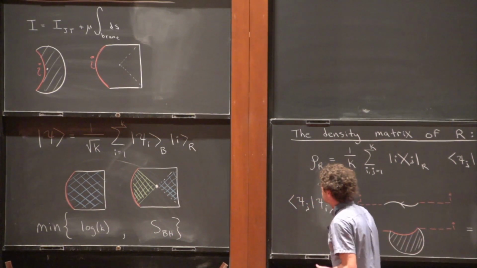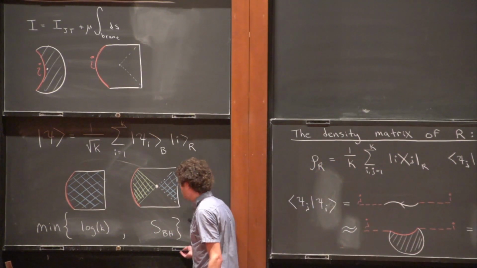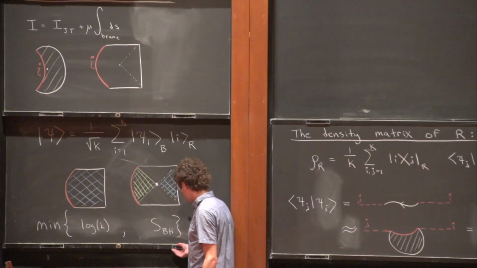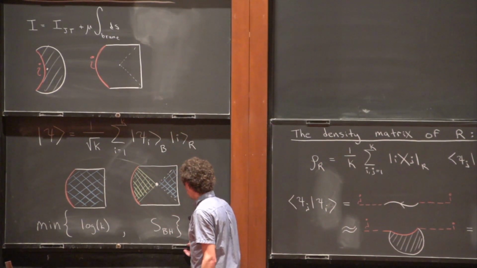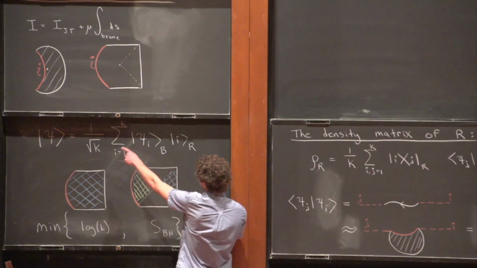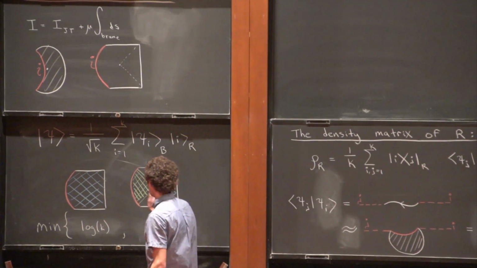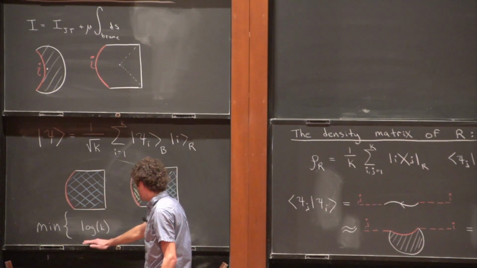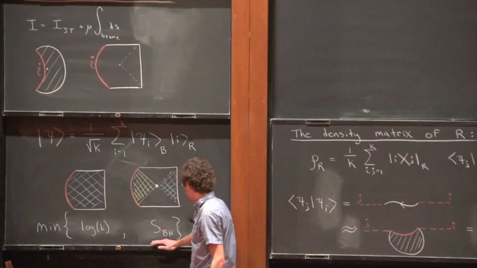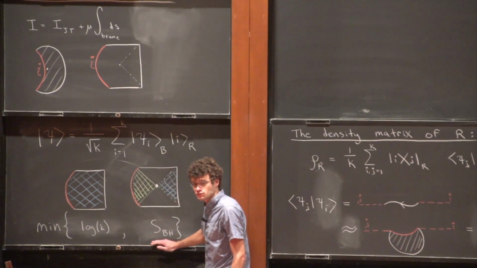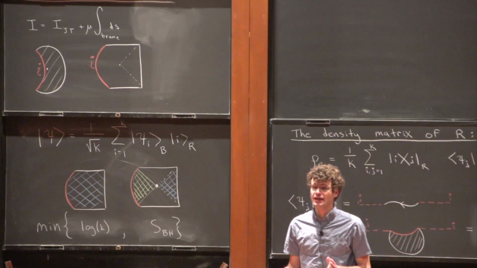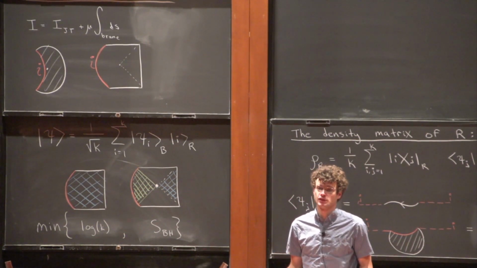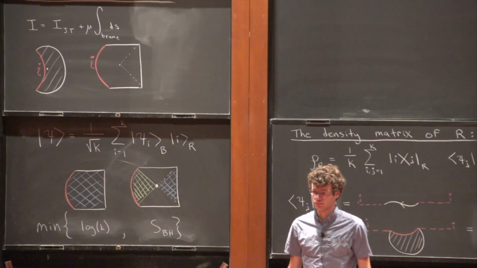So if you didn't follow the details of that, that's okay. We'll explain it in the rest of the talk. But the island conjecture of these folks here would say that the entropy of the radiation in this state is the minimum of these two contributions. So it's the minimum of log k or the entropy of the black hole. And the transition between those two, as we increase k, is a model for the Page transition of an evaporating black hole.